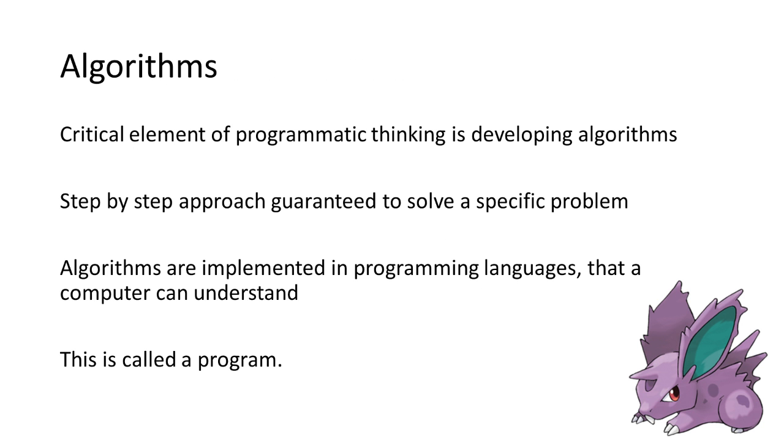One critical element of programmatic thinking is to develop algorithms. An algorithm is defined as a step-by-step approach that is guaranteed to solve a specific problem. Most often algorithms are related to recipes in the kitchen. You gather up a list of ingredients and then you follow steps in a specific order until you get the result that you're looking for, until you bake a cake. It's important, though, that you do the steps in the correct order. If you try and bake the cake before you mix in the eggs, what you're going to end up with is not what you're looking for. It's not going to be a very good cake.